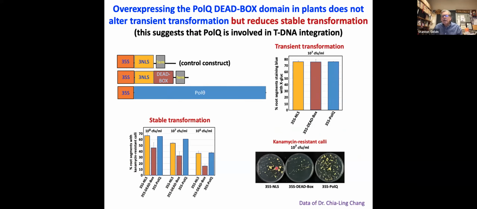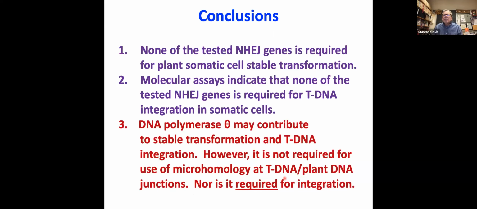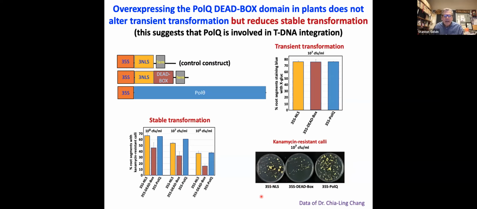So this is stable transformation. This is the control. This is the full-length polyQ. It's actually a little bit higher, but in the DEAD box domain, we inhibit transformation by about 50%. So what we conclude from this is that DNA polymerase theta is involved in T-DNA integration, but it is not absolutely required for T-DNA integration.